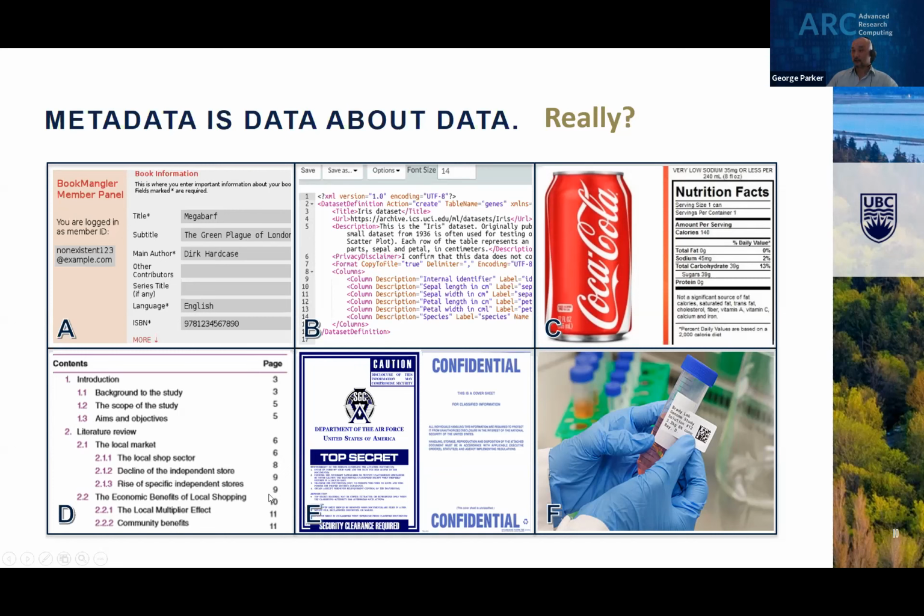D is part of someone's report and its content page. You have the titles, you have the page numbers. And E, when you click on some link, you want to open a file, you want to see it, but you actually can't because it's confidential. It's top secret. You don't have the privilege to see that. And F, you are adding a label to a physical sample. This label has a lab ID, sample ID, date, etc.